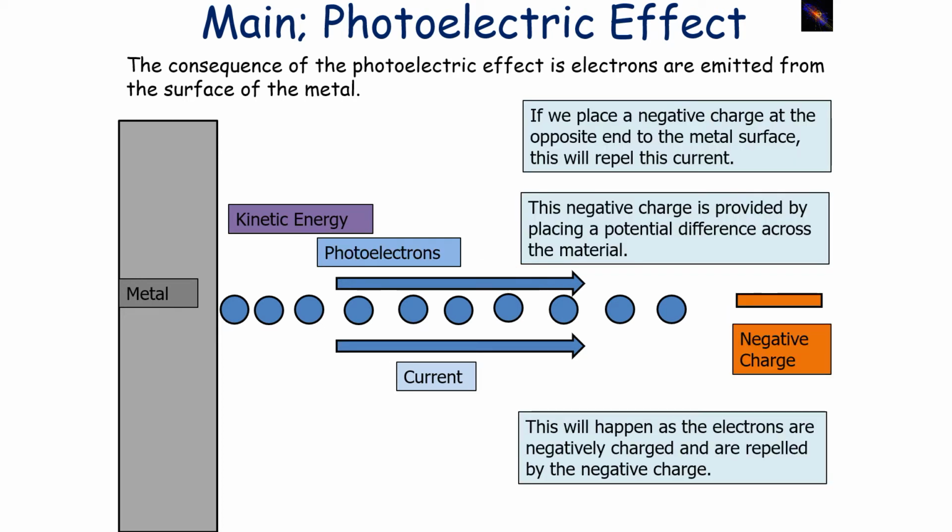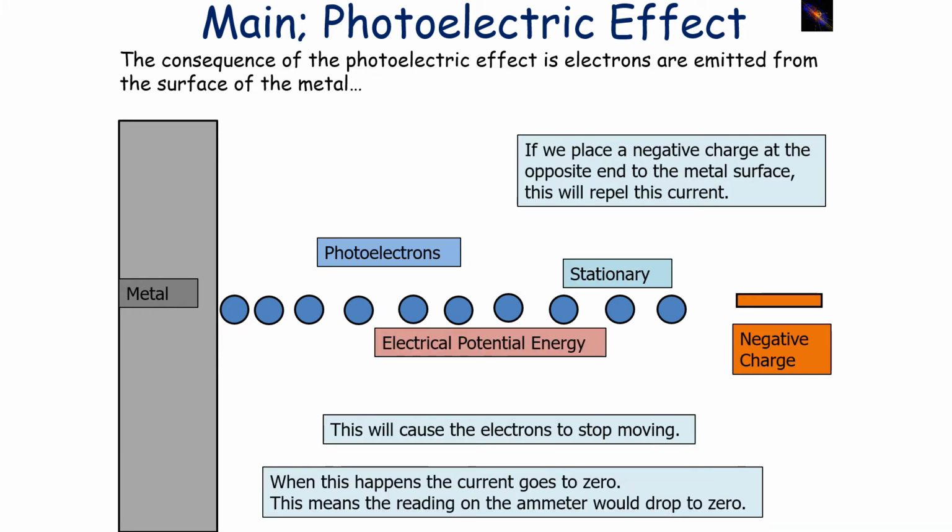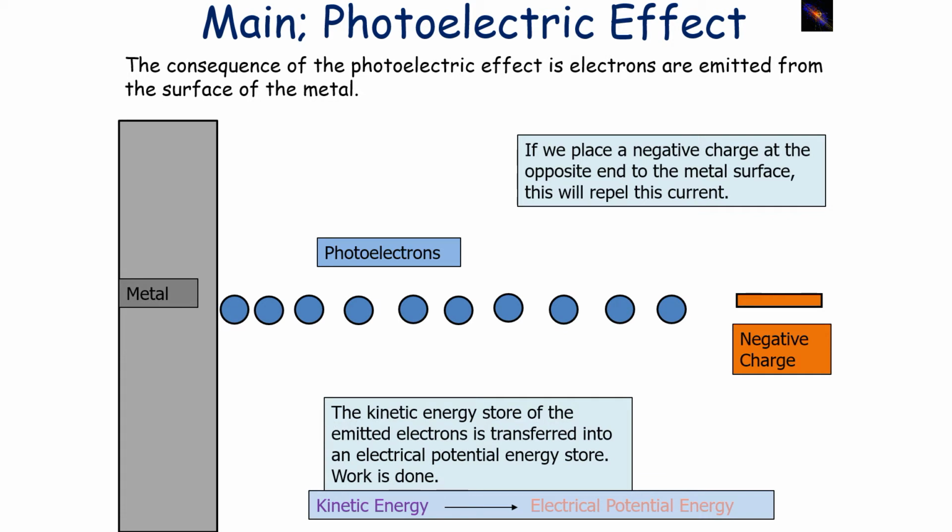Now, if we place a negative charge at the opposite end of the metal surface from where they are emitted from, the electrons emitted will be repelled by the negative charge. So what happens is the electrons will slow down and eventually stop moving. So our reading for current will go to zero as the charge is no longer flowing. So the kinetic energy store of the emitted electrons is transferred into an electrical potential energy store.